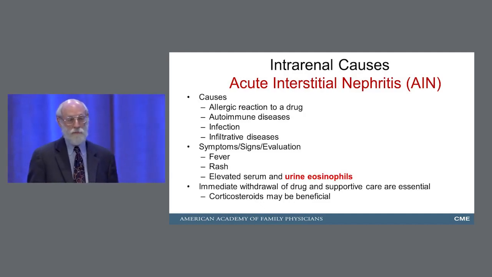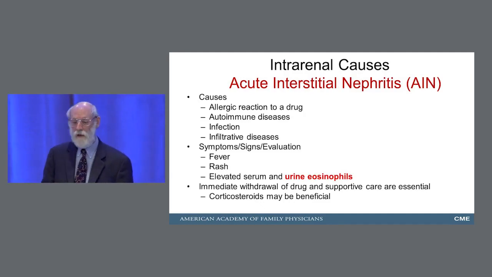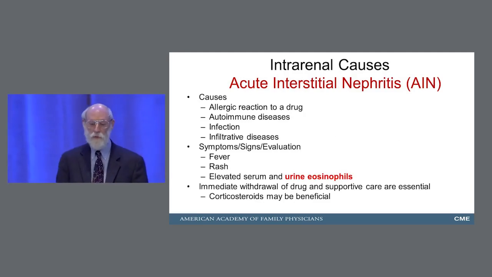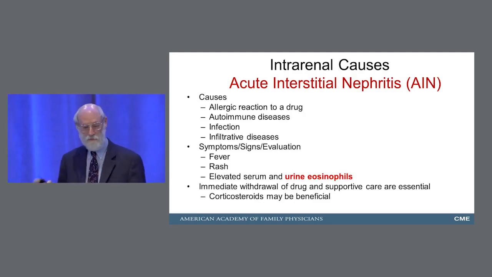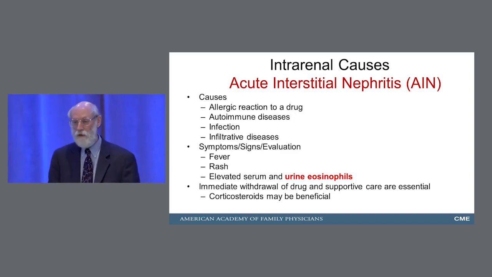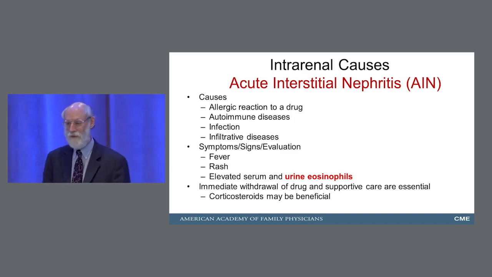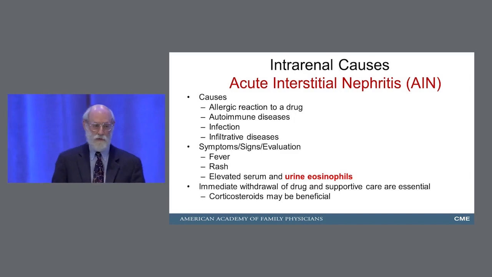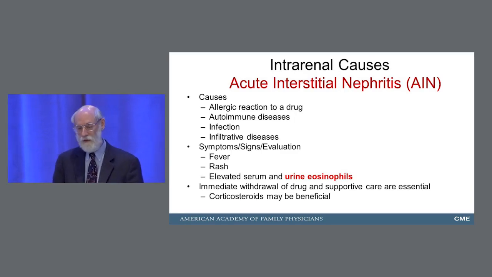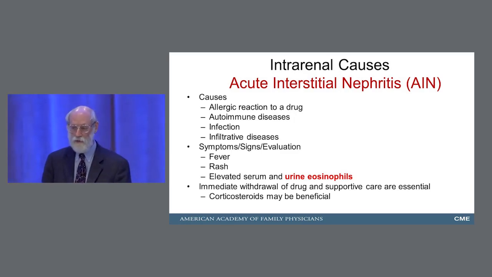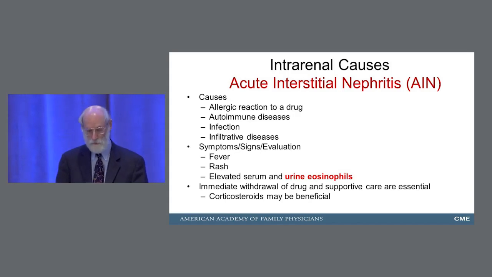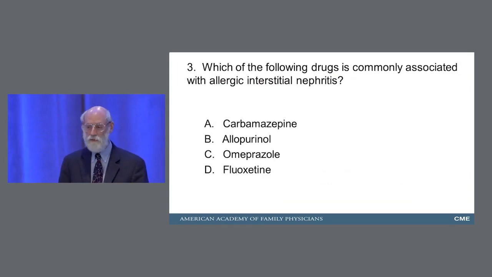Acute interstitial nephritis, you'll hear that, is usually due to a drug or an autoimmune or infectious process. These patients have fever, rash, and urine eosinophils. The board likes to ask you about urine eosinophils and acute interstitial nephritis. You treat this by getting rid of the offending drug and supporting your patient. Maybe steroids are helpful.